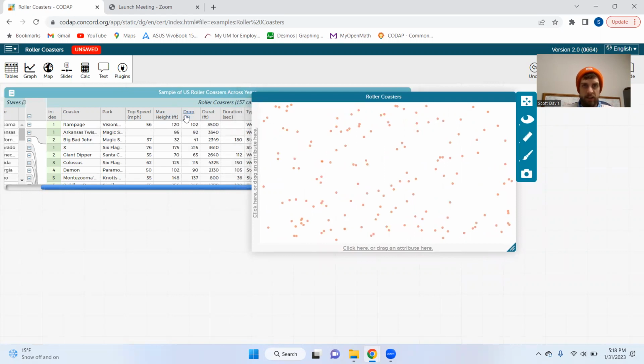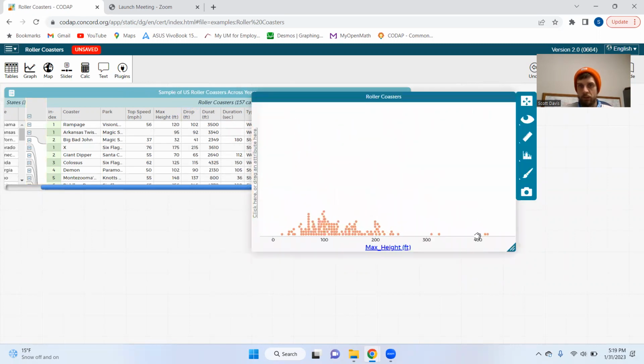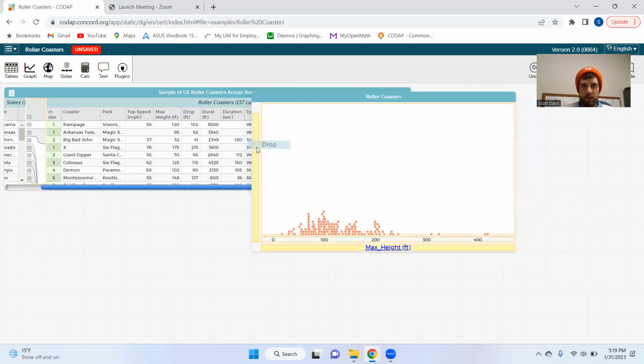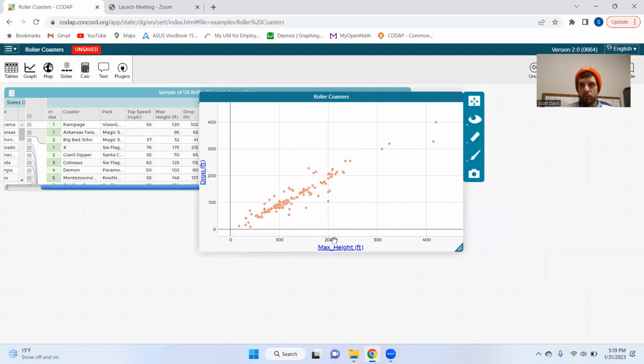So if we think max height and drop are related, we could make one of them our x-axis, one of them our y-axis. So then drop. If you think that one of them is going to be the explanatory, one of them is then the response variable. So for me, I thought the height then is more likely to affect the drop. You could theoretically invert the relationship if you thought, well, I want to look at drop, and I think that those drops then mean they had to have had a higher max height. I would potentially buy that.